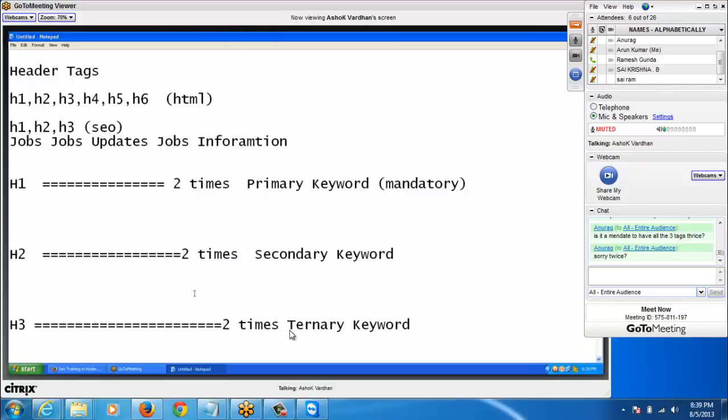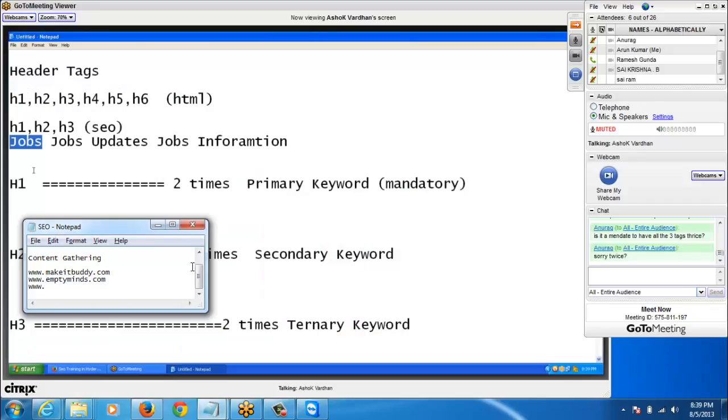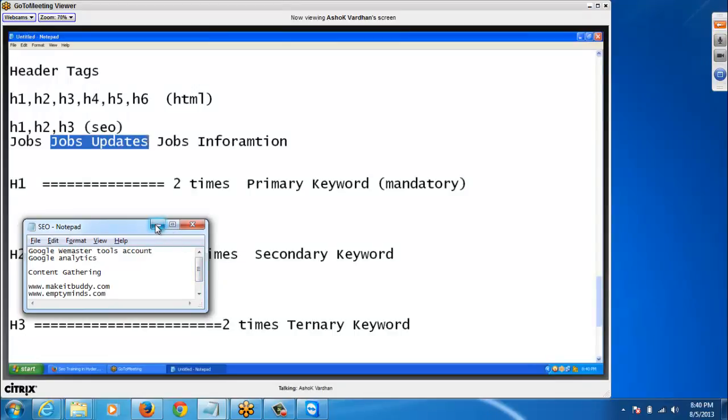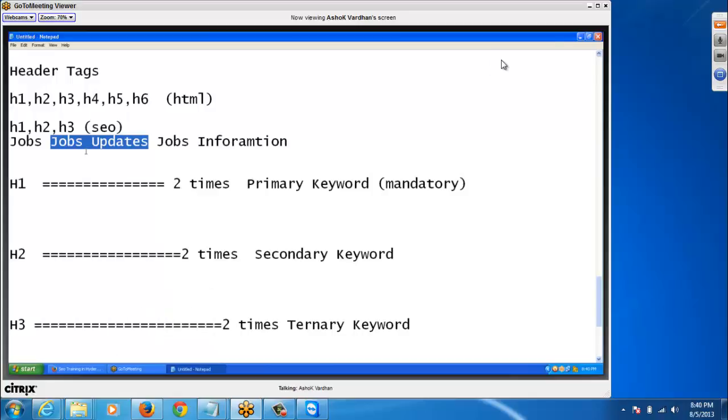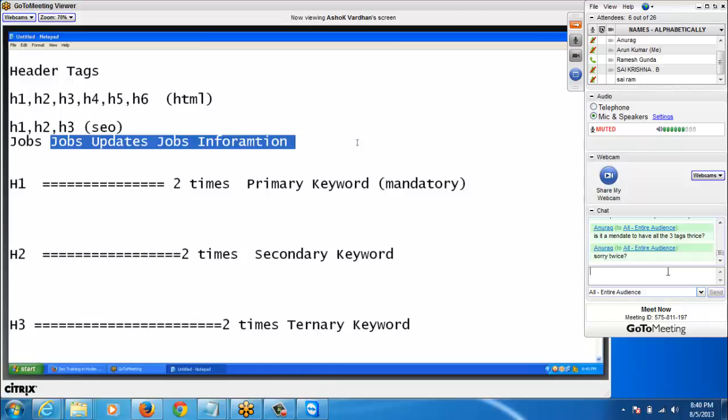Many times, many website owners use only h1. In that case, h1 will be ranked. The remaining keywords will also rank, but it will take more time. When you use h2, h3 tags, these keywords can also be found in the top 10 positions immediately. This is the reason behind that.